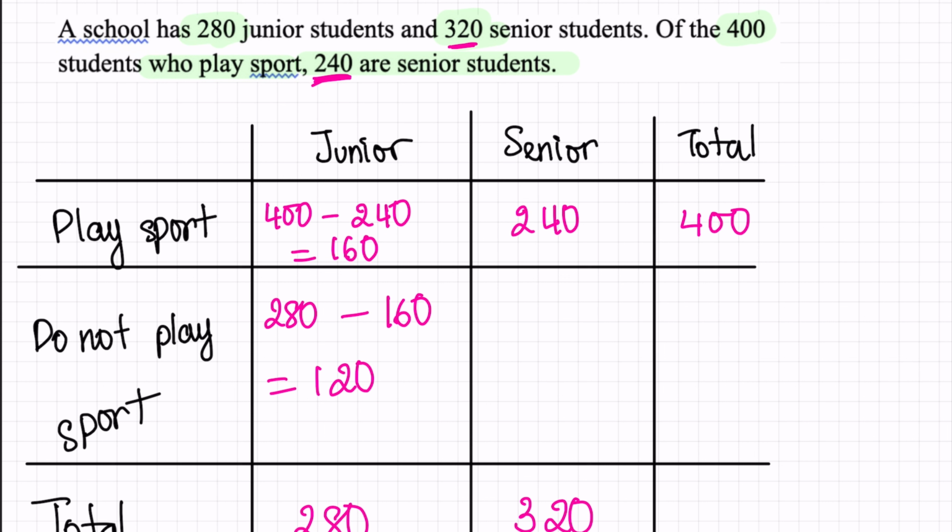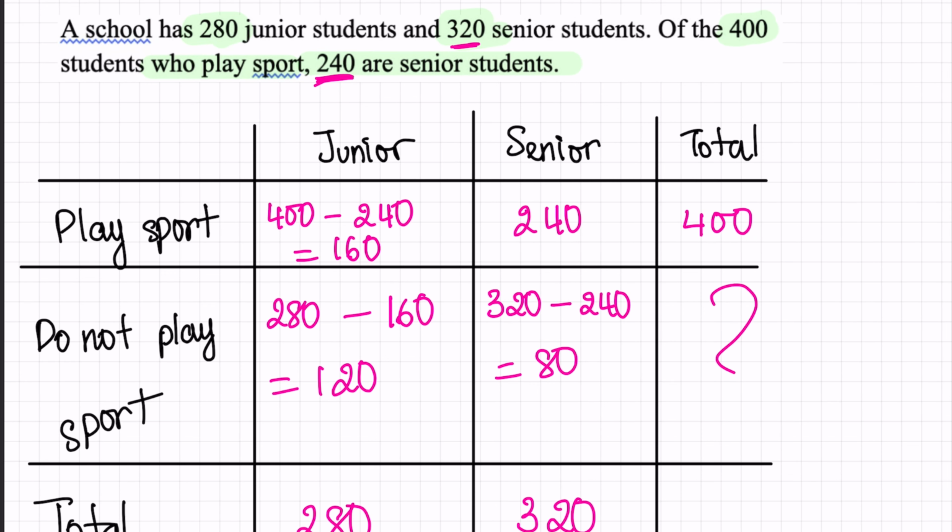Now, you have the number of seniors. You have how many students who play sport. So the number who do not play sport is 320 take away 240 equals 80. And just one more column to fill here is about the total.